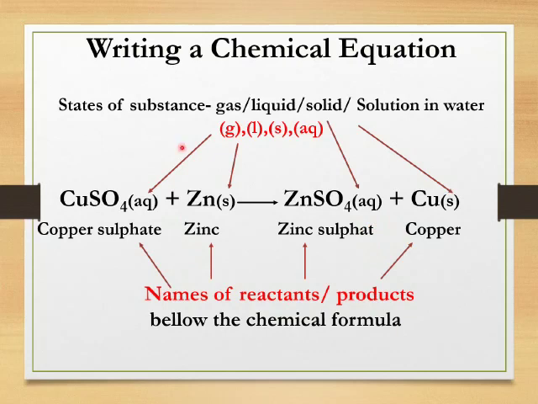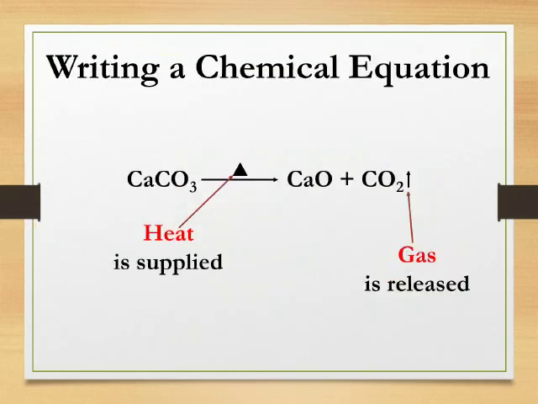The states of the substances are shown by abbreviations G, L, S, AQ, which means gas, liquid, solid or aqueous solution, that is solution in water respectively. In this way they are mentioned, and we must write the names of the reactants and the products below their chemical formula. A triangle on the arrow indicates heat is supplied and upward arrow indicates that particular gas is released.